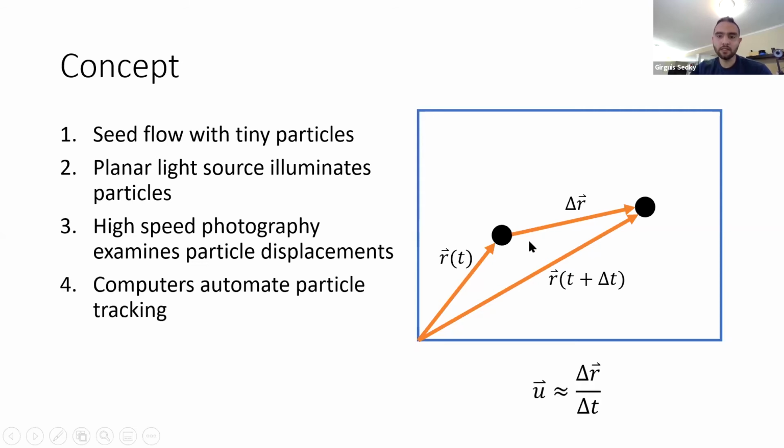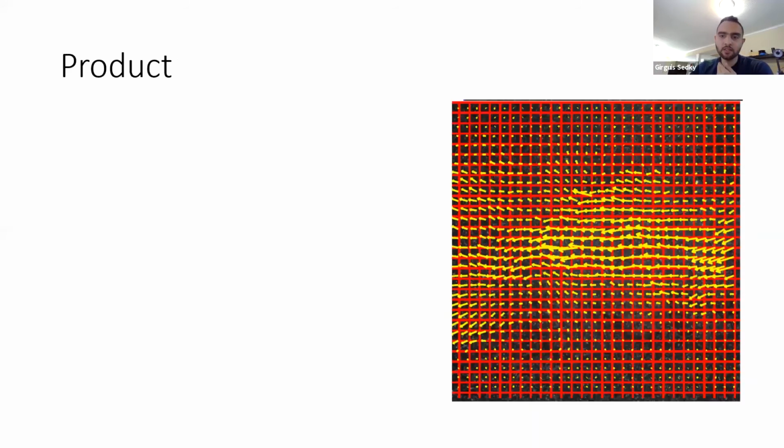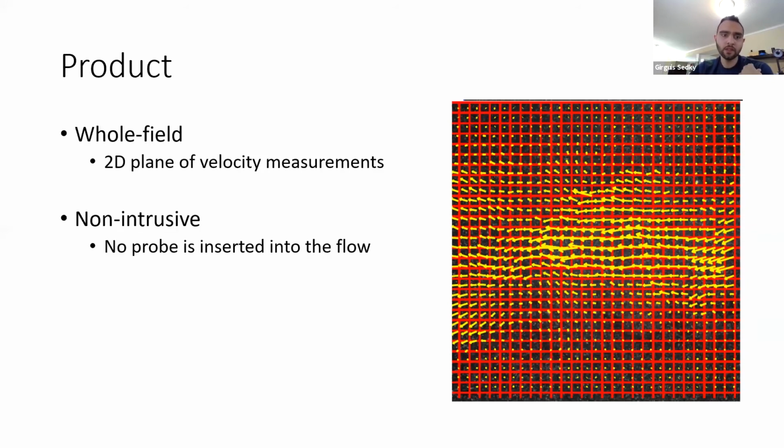And then you basically take image 1, image 2, and if you know where the particle went, and you know the delta t between consecutive images, you can get speed by using u equal to distance over time. And this is, again, an example of the product of what you get, which is basically a velocity vector.